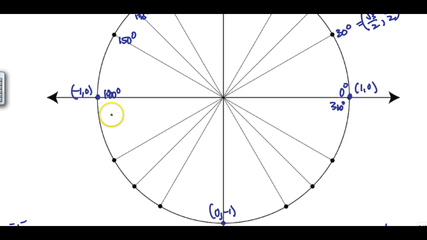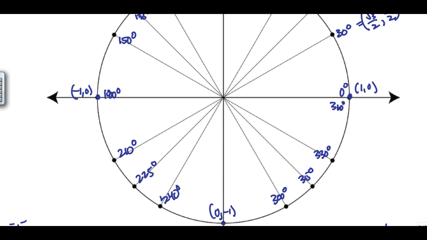Then the pattern continues. So 30 degrees later is 210. 15 degrees later is 225. 15 degrees later is 240. Then we have another jump of 30 to get to the 270, another jump of 30 to get to 300, 15 to get to 315, and the last one is 330.